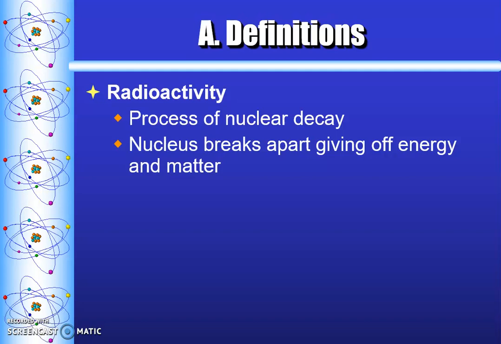So radioactivity is the process of nuclear decay, which means that the nucleus breaks apart. So in these atoms that have a lot of protons in the center, a lot of repulsion pushing away from each other, those nuclei can actually break apart. They can actually repulse each other apart. And when that happens, it gives off a whole bunch of energy as well as some matter.